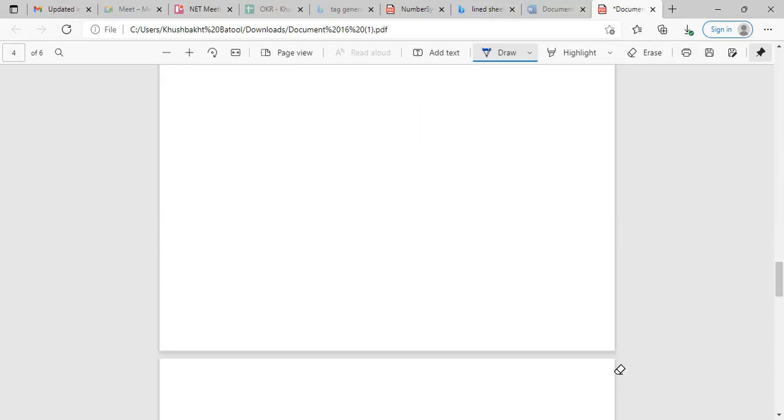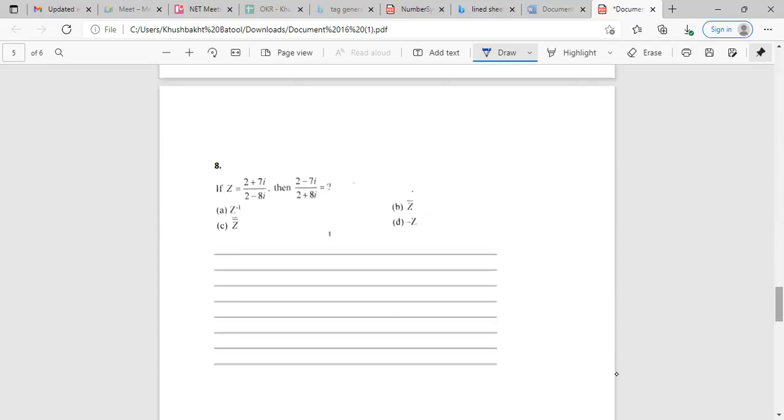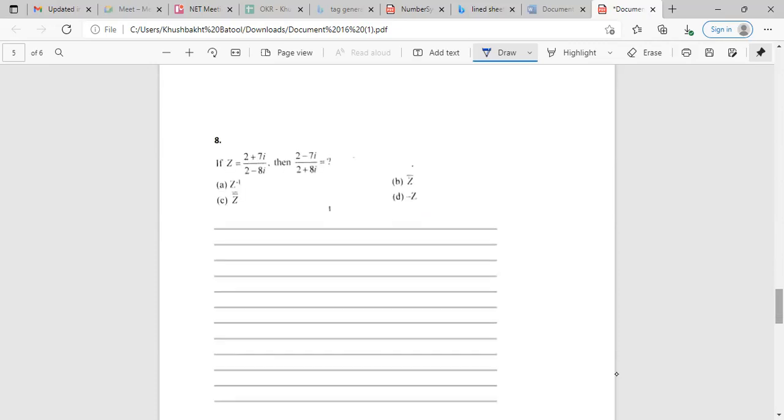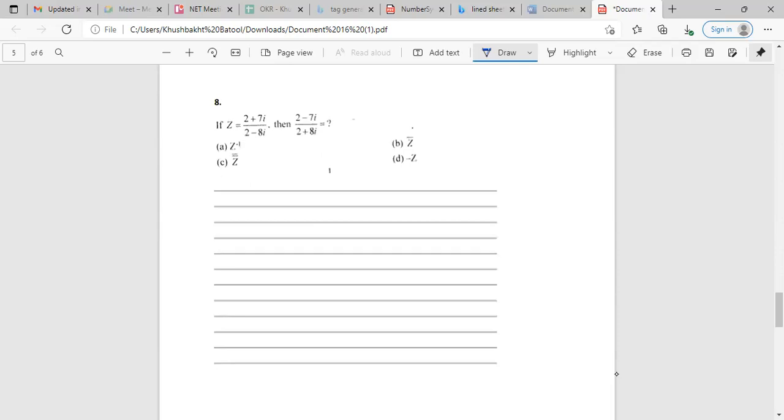Now we have the eighth question. All right. The eighth question is, if z equals 2 plus 7 iota divided by 2 minus 8 iota, then, and this is the new fraction. Now we can see clearly that the only difference in both the fractions is that the numerators are conjugates and the denominators are conjugates. Like the conjugate of 2 plus 7 iota is 2 minus 7 iota, and the conjugate of 2 minus 8 iota is 2 plus 8 iota.